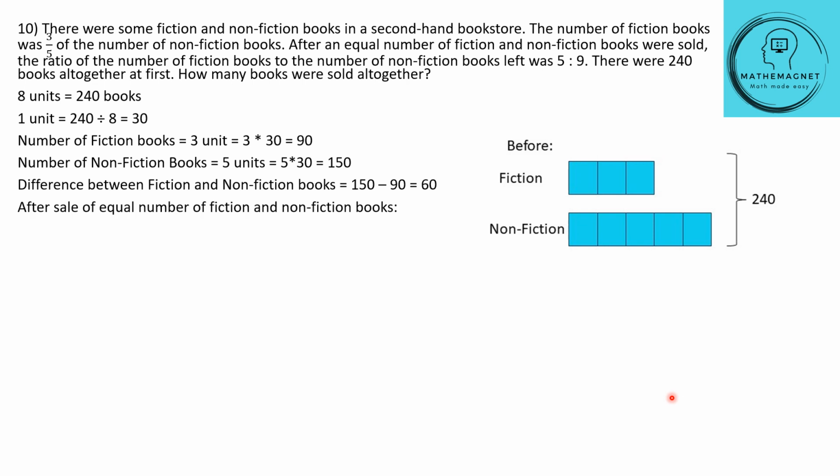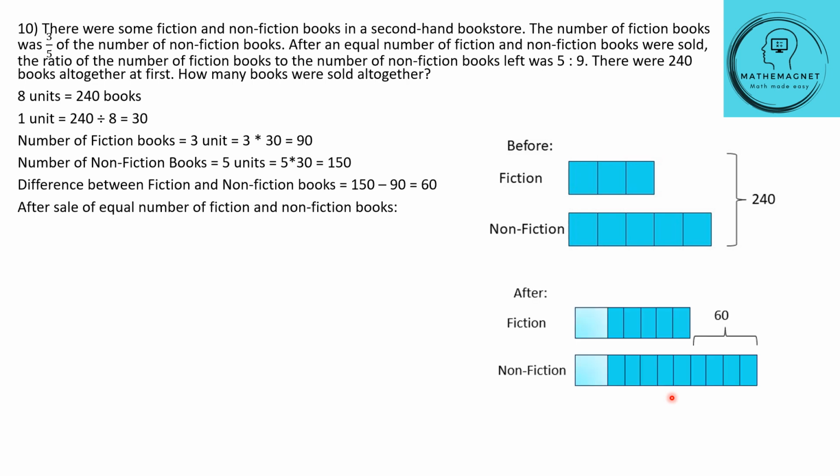Where after an equal number of books has been sold from both fiction and non-fiction. Now let's look at the after model. Here we see that equal number of books has been sold from fiction and non-fiction, and the ratio has become 5:9, which means 5 units of fiction and 9 units of non-fiction.